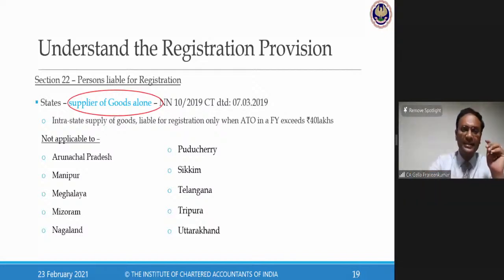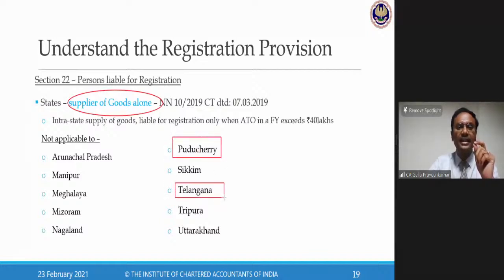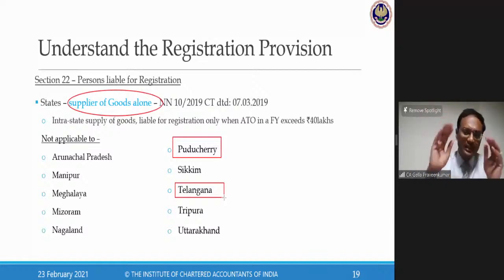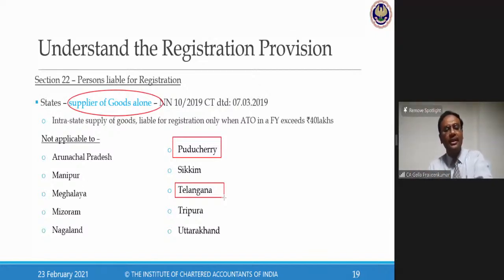We don't want to get in. From an examination point of view, most of the time your questions will be set from Telangana and Puducherry. These are the 2 states which will be tested in your examination. Reason? These are the 2 states which do not fall in your special category, where they don't want to enhance the limit for supply of goods to 40 lakhs. So this is one thing you need to keep in mind from an examination point of view.